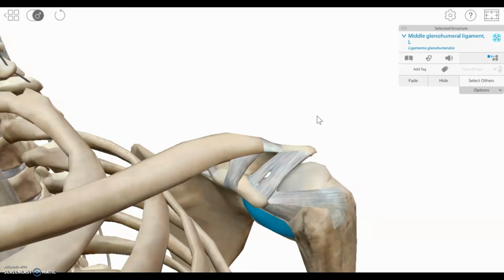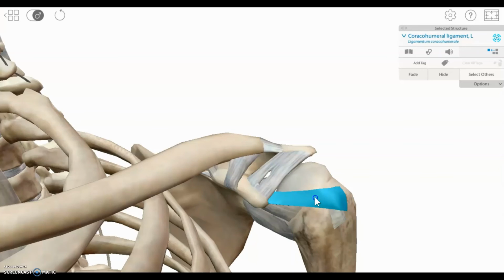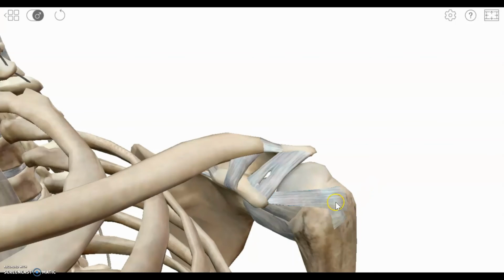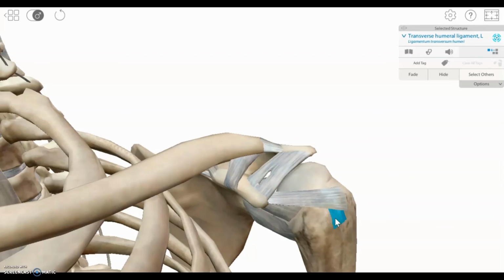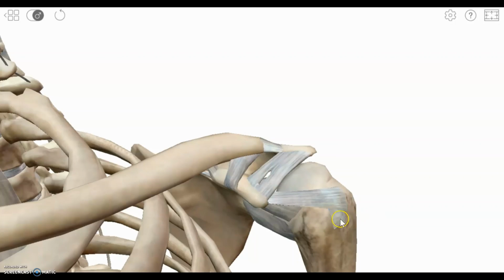Now the next one I want to go over is the coracohumeral ligament. Again, coraco is coracoid process and humeral is humerus. If we look at these fibers right here, they're running from the coracoid process over to the humerus. So we're going to name this the coracohumeral ligament. Then the next ligament is the transverse humeral ligament, which is very close to this guy right here. It's going to be right under, and this is your transverse humeral ligament. I like to remember this because the fiber direction here is in the transverse plane.